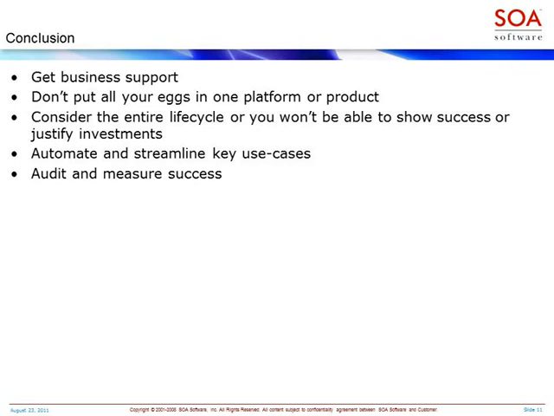You need to consider the entire life cycle, or else you won't be able to show success or justify the investments that you've made. You need to automate and streamline key use cases. So you need to be able to provide a carrot to developers and operations managers and business managers and say, I'm going to increase agility in such and such a way by such and such an amount, and I'm going to be able to reduce our risk inside the operational environment by automatically securing all credit card numbers based on schema, something like that. So you need to identify, automate, and streamline those key use cases by integrating the products together and automating the processes that you've identified.